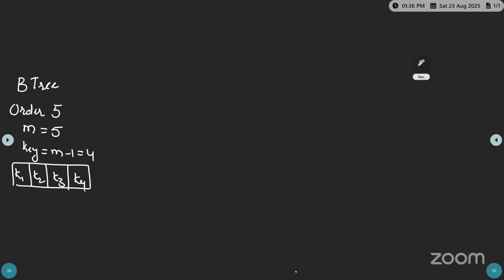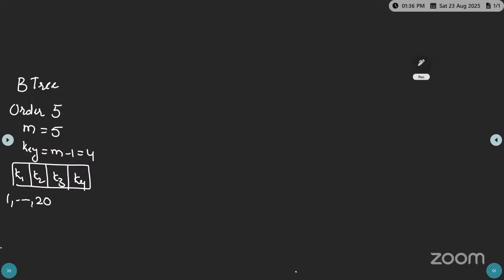Okay? Now just see. How many elements can we insert now? 4 elements. Okay? This is how the node looks like. And now, first I need to insert which element? The values we can insert start from 1 to 20. And draw the B tree for this.